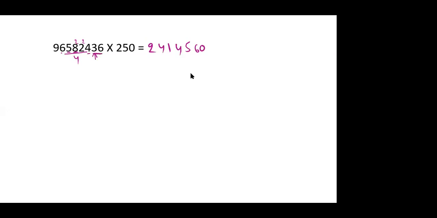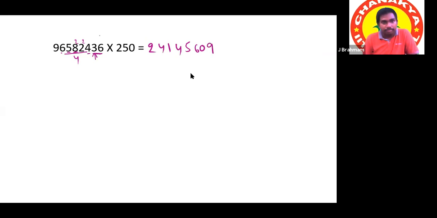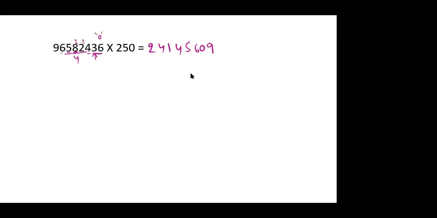36 by 4 is 9. 9 times it is 36. What is the remainder here? 0. Finally, 0. If 0 is the remainder, the last 3 digits will be 3 zeros, 0 0 0. That's all. This is the answer.